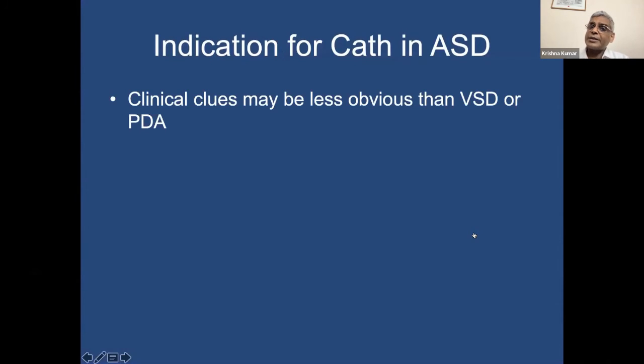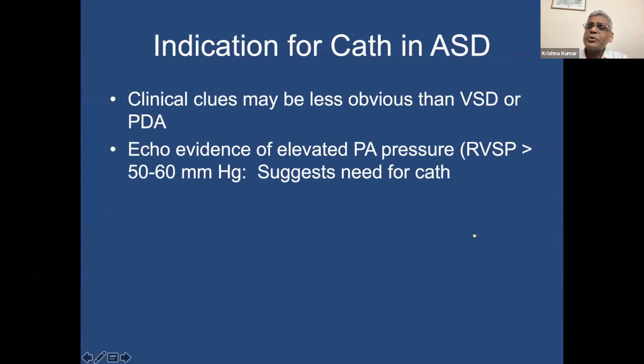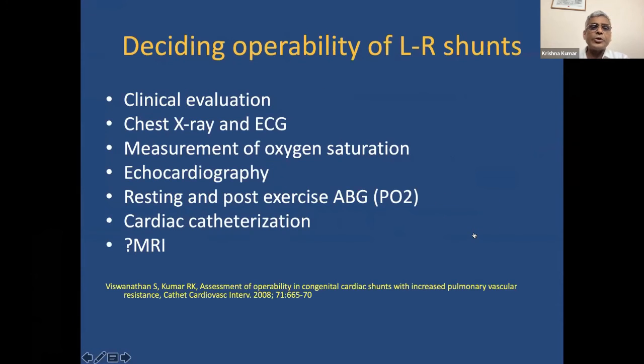So in cardiac catheterizations, thresholds are lower in ASD because clinical clues are less obvious. So if you have significant elevation of PA pressures, RVSP greater than 50 or 60, then you need to do a cath. This is an article that I wrote more than a decade ago, and not much has changed since then. We've got a few more papers, but I would recommend this. It's in CCI for the students, and we've integrated all these concepts and stated it.